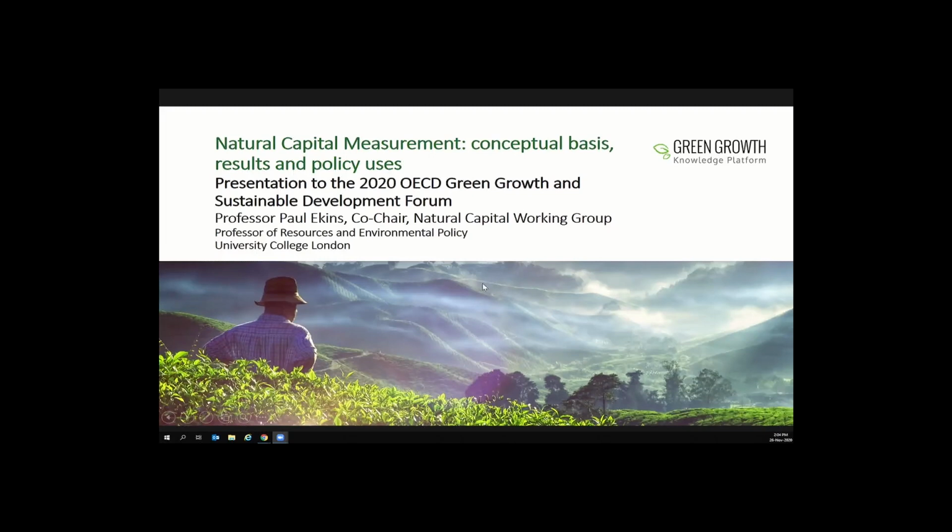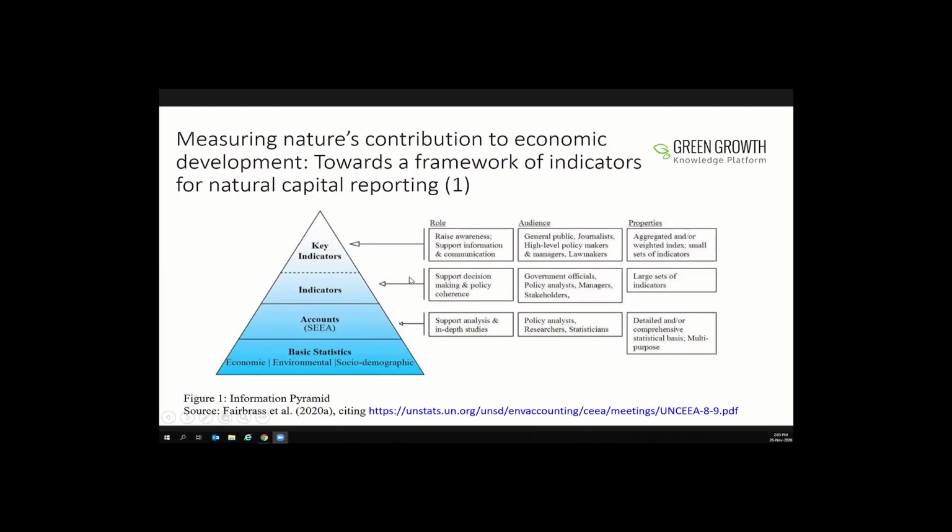yes, I'm at University College London, but for today's purposes, I'm speaking really as a co-chair of the Natural Capital Working Group of the Green Growth Knowledge Platform. And Joe Grice is the other co-chair, so it's well represented here. And we thank very much the OECD for inviting us to present some of our work, which, as you would expect, is focused on natural capital and how to measure it. It's commissioned a certain amount of work, and I'm going to run very quickly through some of that work before ending with some conclusions.